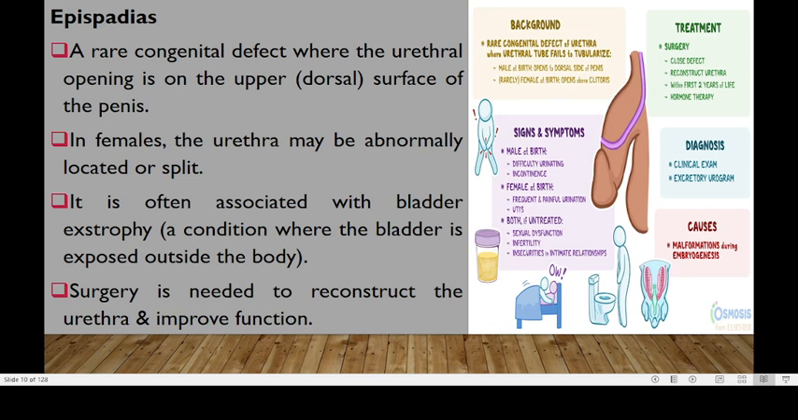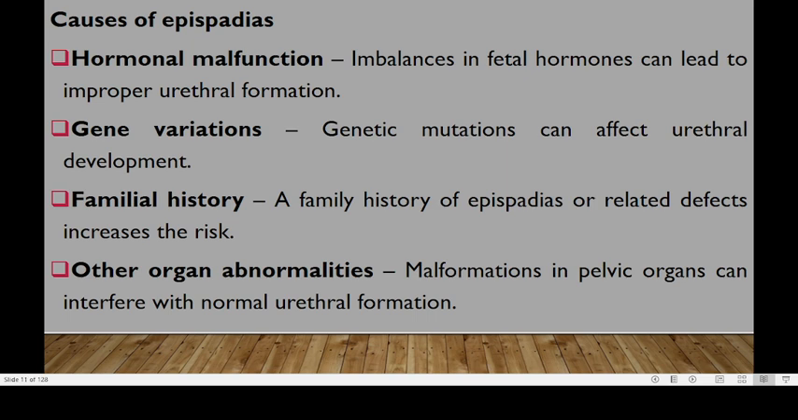So these are rare defects where the urethral opening is on the upper or the dorsal surface of the penis. In females, the urethra may be abnormally located or split. Epispadias is often associated with bladder exstrophy, which is a condition where the bladder is exposed outside the body. We'll also be looking at this condition later. Surgery is needed to reconstruct the urethra and improve the function.